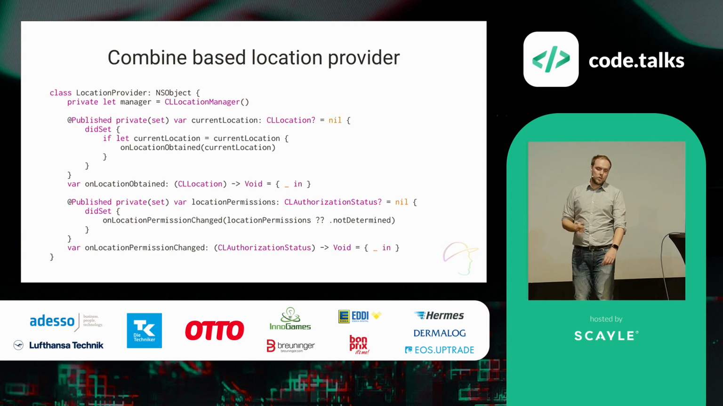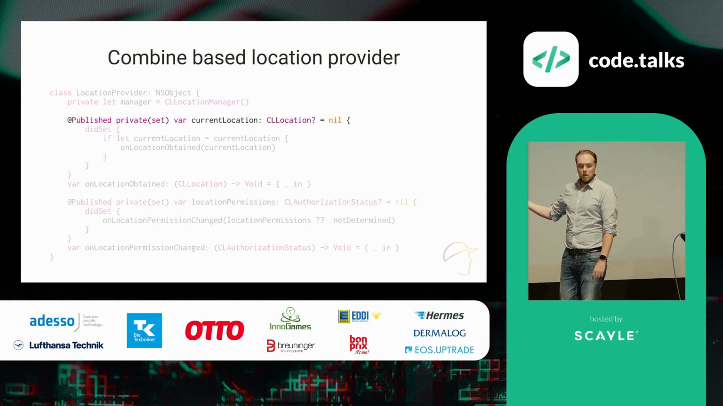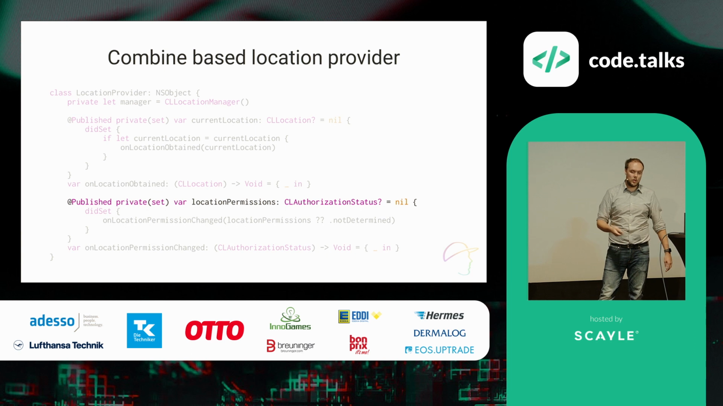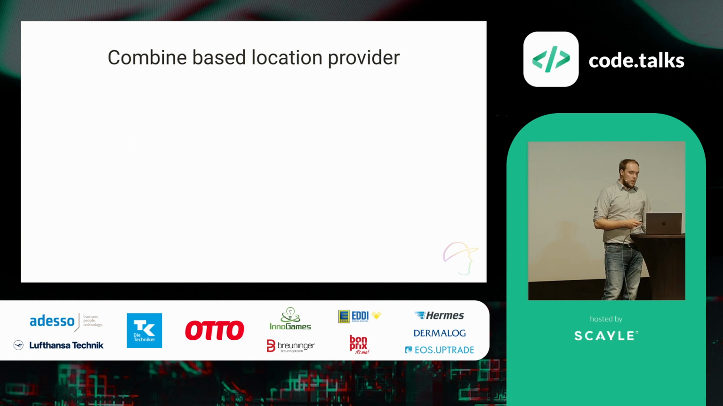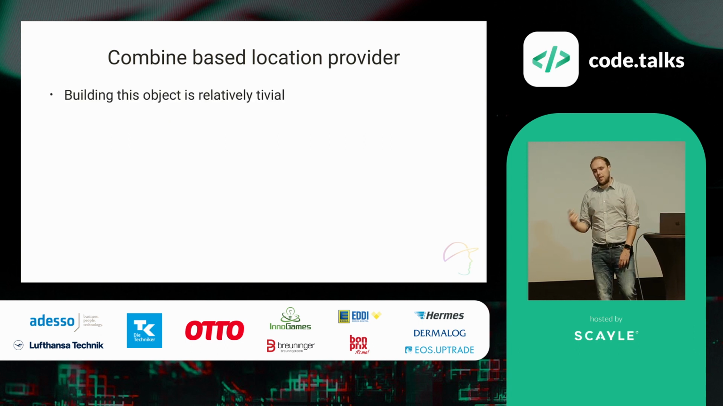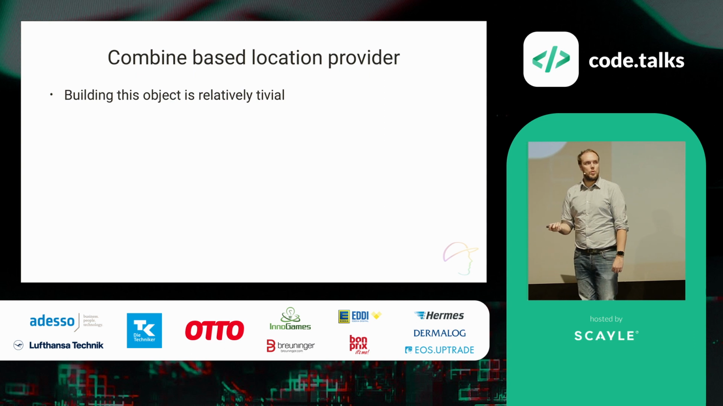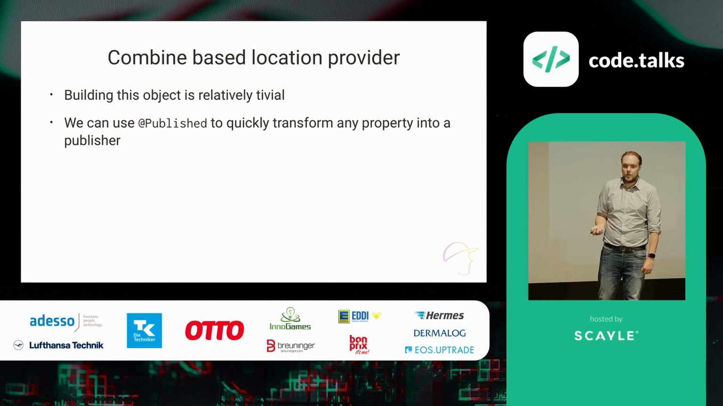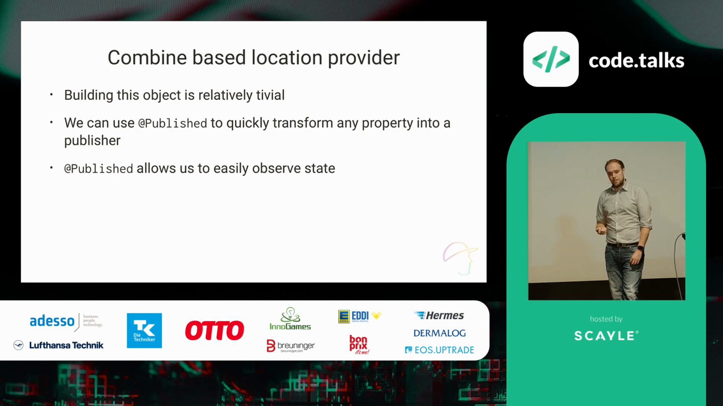And we might just do this. And if you're struggling to see the differences, I added the Published annotation to that one property. I didn't change anything else because I can still use my old API if I really wanted to. But I do have two publishers now. One for the permissions, whenever we assign to that, we can subscribe to that change, and one for current location. We can also subscribe to that change. So building this object, when you maybe heard I was saying, let's build this, you thought maybe, oh, that's going to be very complicated. And actually, it's relatively trivial due to that Published property wrapper. Because we can use that to quickly transform anything into a publisher, which is very neat. And it allows us to easily observe state, which is very important to us. In this case, at least.